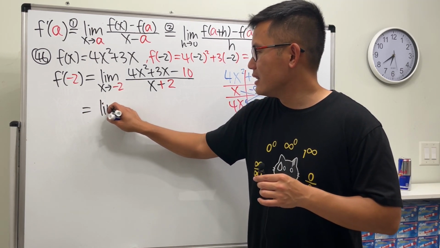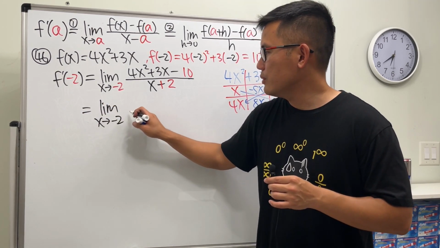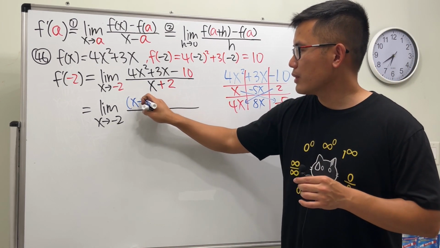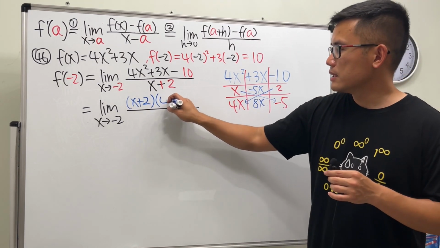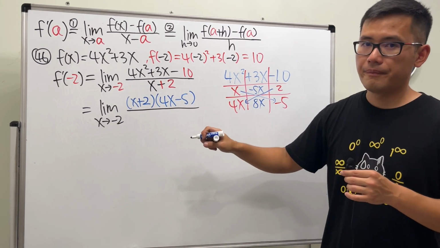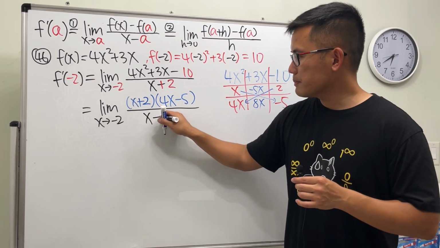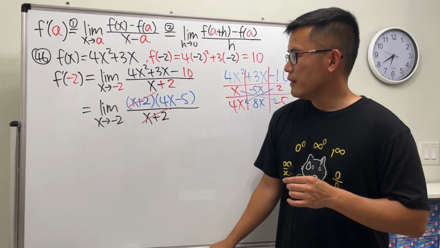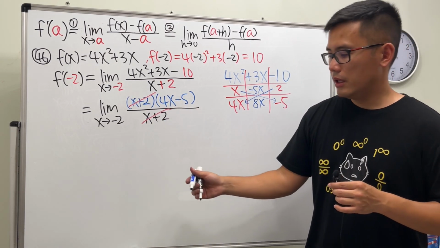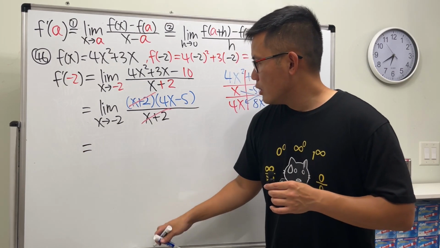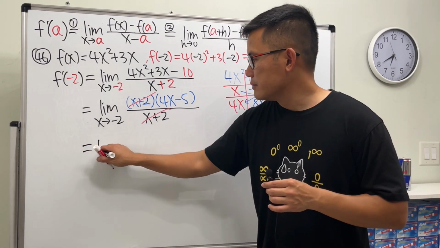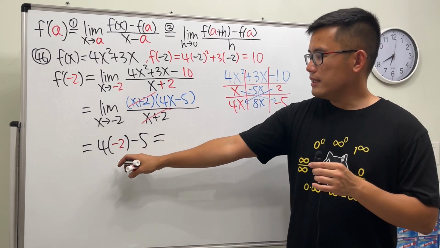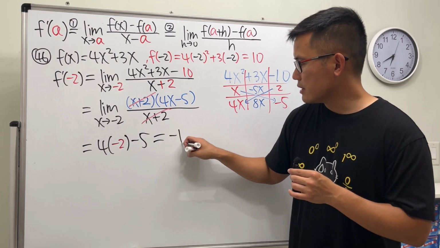Okay, so this is the limit as x approaching -2. On the top is just that, namely x plus 2 times 4x minus 5. On the bottom is still x plus 2. Over all, we see that this and that can cancel. Finally, put a -2 into here, and we will get 4 times -2 and then minus 5. -8 minus 5 is -13. Done.